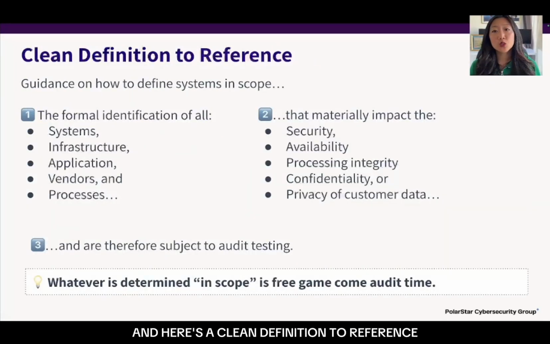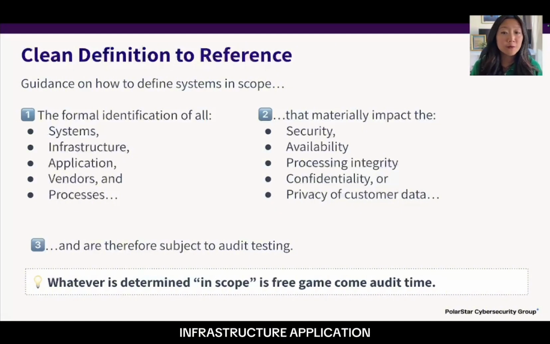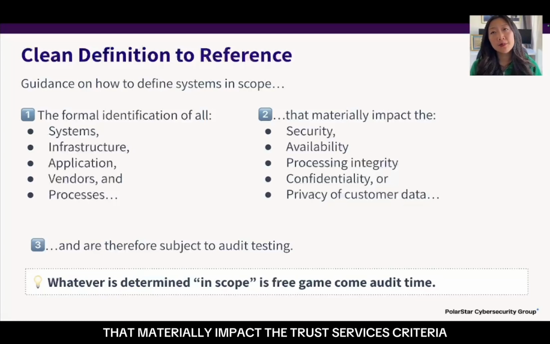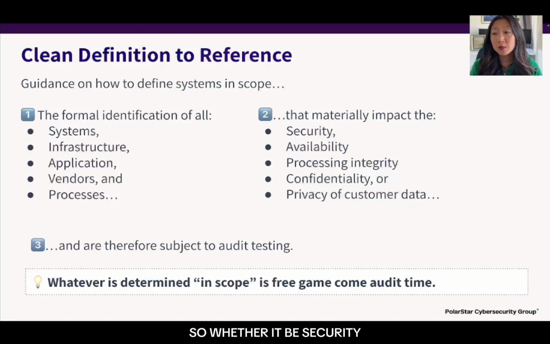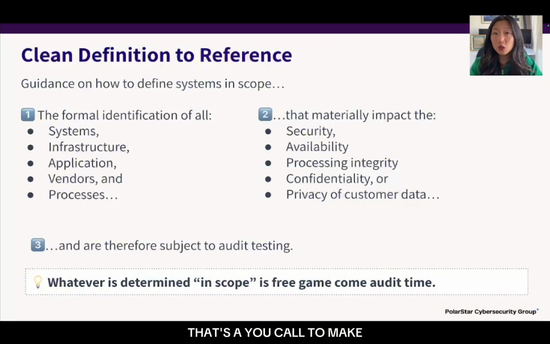And here's a clean definition to reference on how to define systems in scope. It is the formal identification of all systems, infrastructure, applications, vendors, and processes that materially impact the trust services criteria. So whether it be security, availability, whatever, that is within your scope that you've chosen, that is what you're going to want to include. And therefore, those are all going to be subject to audit testing. So whatever is determined in scope, and that's your call to make, it is free game come audit time.